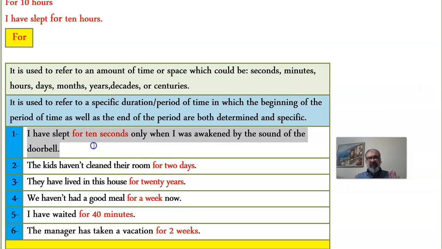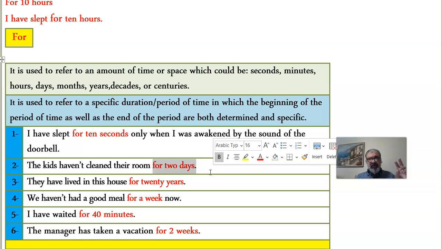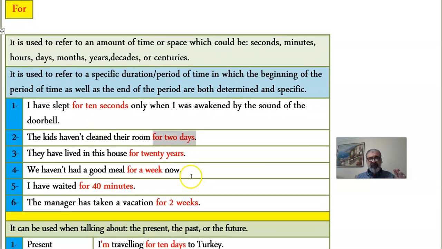I have slept for 10 seconds only when I was awakened by the sound of the door. As you can see, someone knocked on the door. I had just gone to sleep. It was only 10 seconds. The kids haven't cleaned their room for 2 days. It's a messy room. Again, specific, determined duration of time.